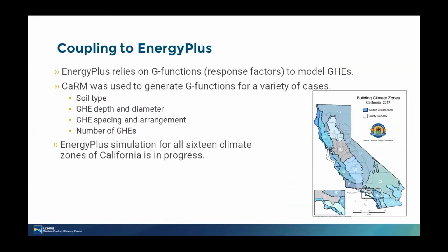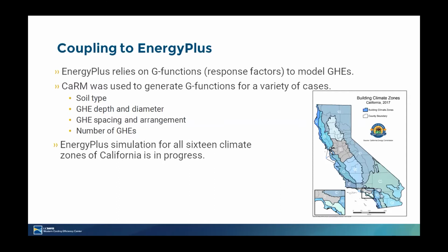So we come to this part in which we try to incorporate one of the models, which is the simplified capacitance resistance model, and we try to incorporate those modeling results into Energy Plus, which is a building simulation software. Energy Plus relies on G functions, which are response factors, to model the GHEs. We use the improved CARM to generate G functions for a variety of cases, including different soil types, GHE depth and diameter, GHE spacing and arrangement, and number of GHEs.